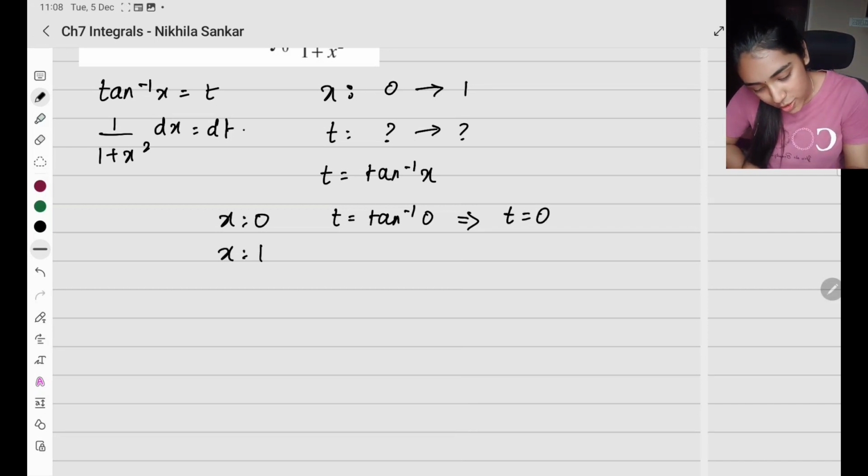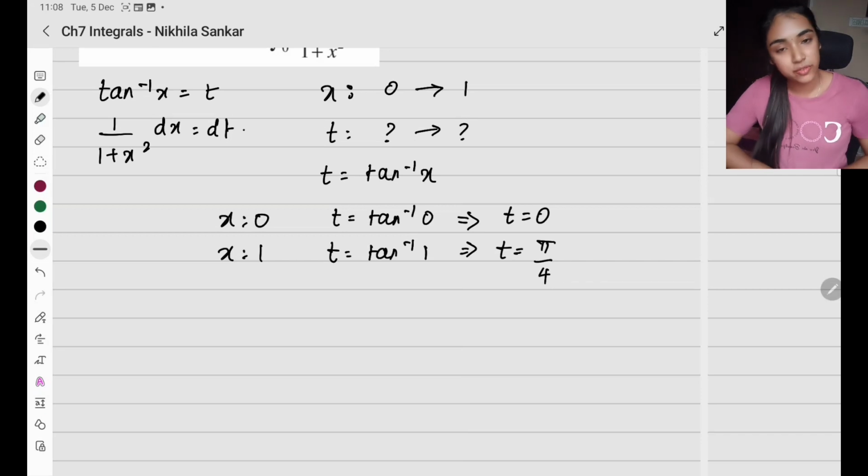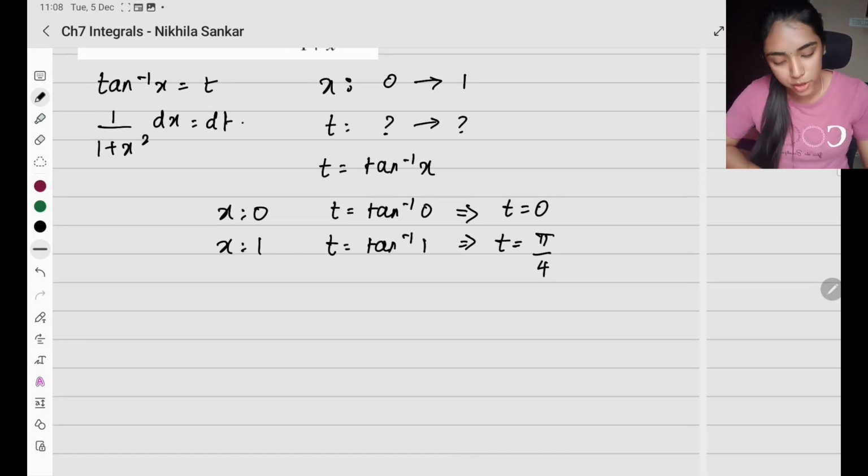Then when x value is 1, I have t equals tan inverse of 1. So from here I have t equals pi divided by 4. Tan pi by 4 is 1. In the inverse trigonometric ratios, we have already studied this.